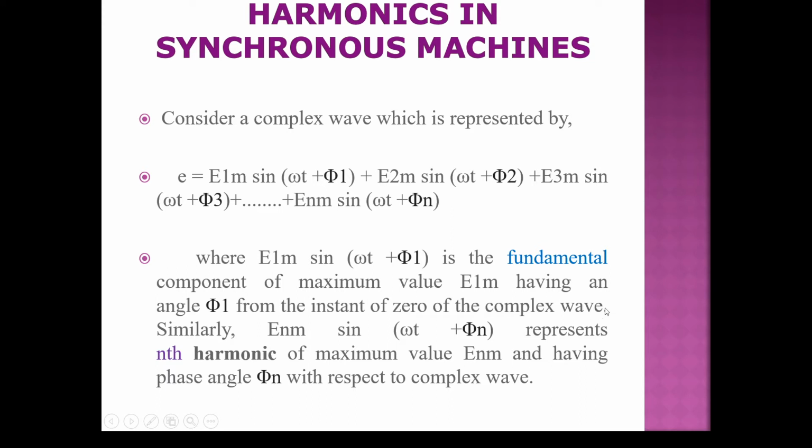Let us consider a complex wave which is represented by e = E1m sin(ωt + φ1) + E2m sin(ωt + φ2) + E3m and so on, till Enm sin(ωt + φ n). What is this E1m sin(ωt + φ1)? It is the fundamental component which has a maximum value of E1m and angle φ1 from the origin of the complex wave. Similarly, Enm sin(ωt + φ n) will represent the nth harmonic of maximum value Enm and having a phase angle φ n with respect to the complex wave.